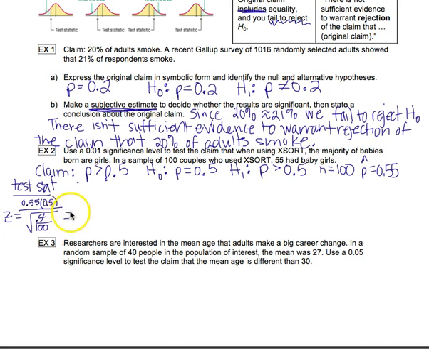So when I do this, I get 0.05 on the top. On the bottom, I actually also get 0.05, which means that my test statistic is 1. That's my z. So this is my test statistic. Then I'm going to show you how to use both methods for testing this claim.